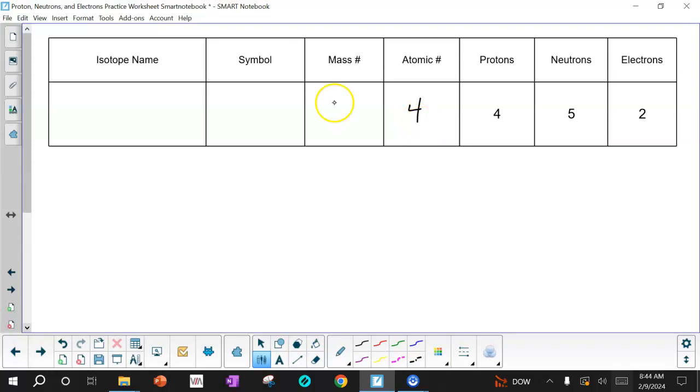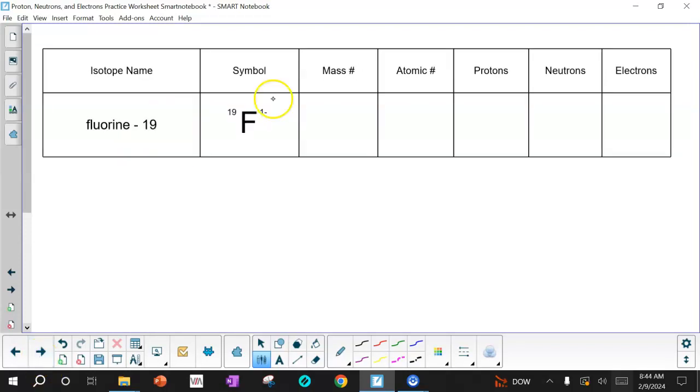Okay, next, 4 and 5. Atomic number is 4, mass is then 9. So I look at my periodic table. This happens to be beryllium, Be 9, 4. And then I compare protons and electrons. I have 2 more positives than negatives, 2 plus. Beryllium-9.